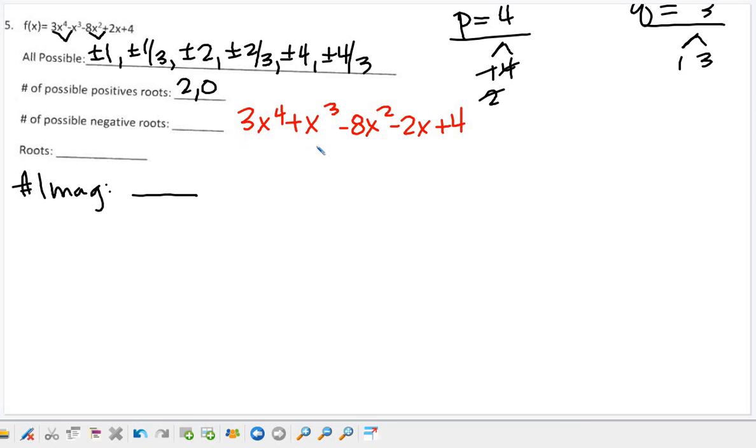So positive to positive, positive to negative, negative to positive. So 2 or 0.